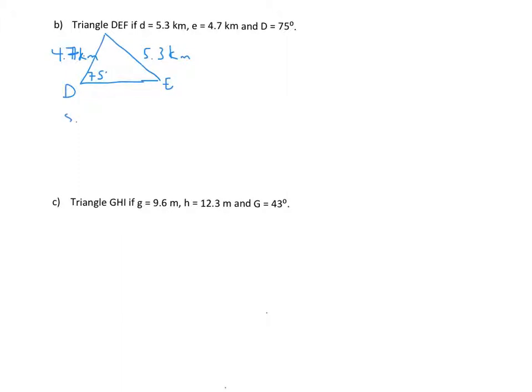Okay, so since D is bigger than E, only one solution. And you can use the sine law to solve for angle E. And then the angles add up to 180 degrees to get angle F, and then you can solve for side F using sine law.